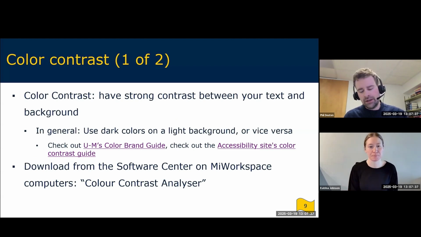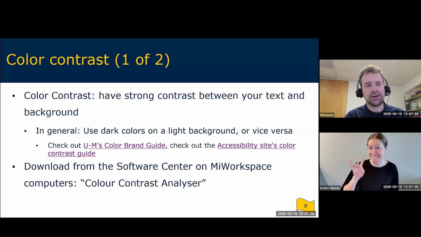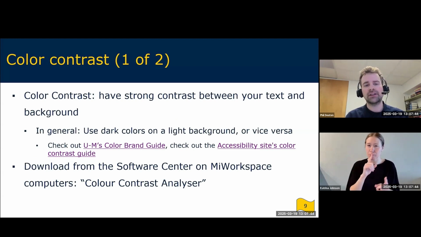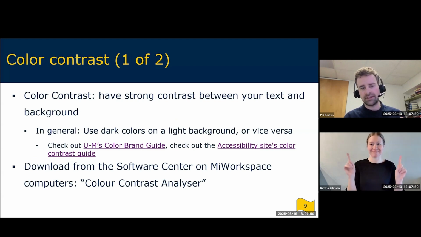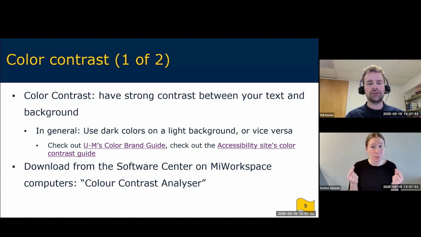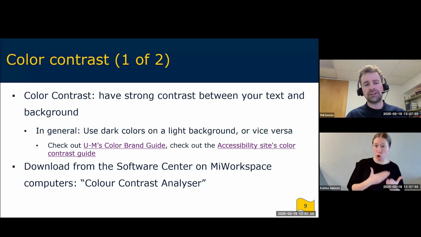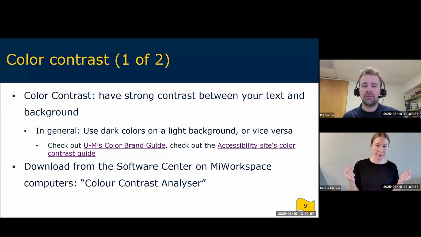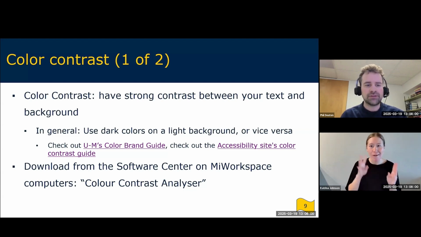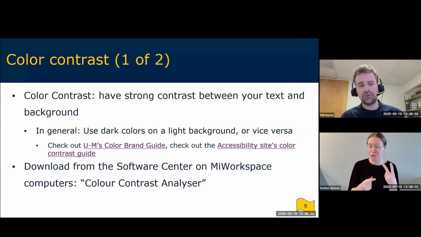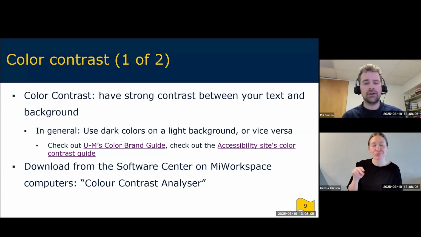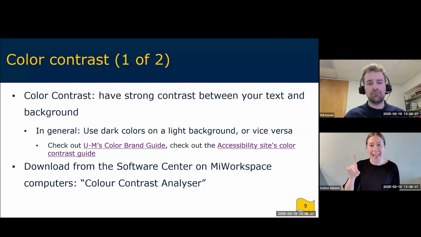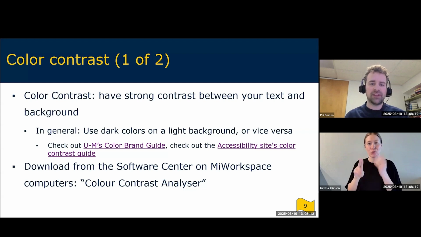The second of our general digital accessibility tips that we like to talk about is color contrast. Really, color contrast is the idea of having strong contrast between your text and background colors. So a general practice to consider is that you should use dark colors on a light background or vice versa. If you're wanting to be a little bit more creative with color, we have two recommendations for you. Firstly, you might check out the University of Michigan's Color Brand Guide, which actually has a lot of information about branded colors and how you might use those in a way that maximizes accessibility.